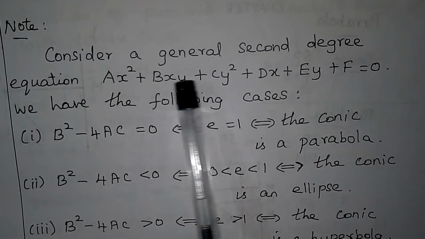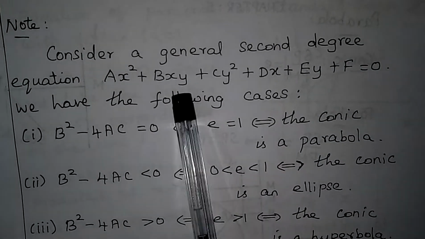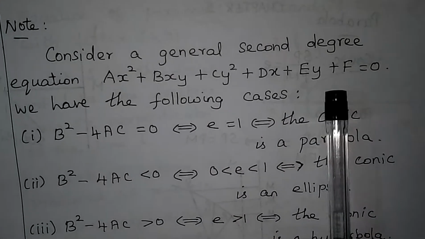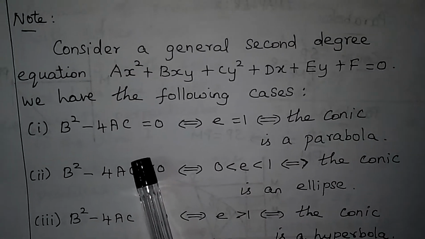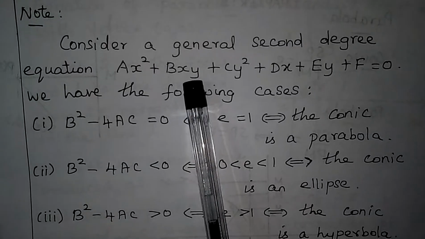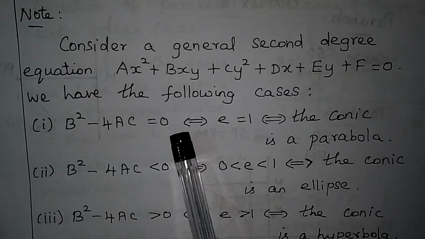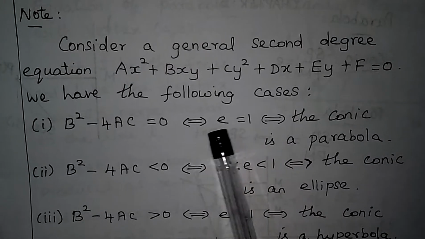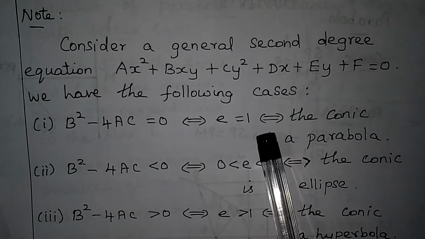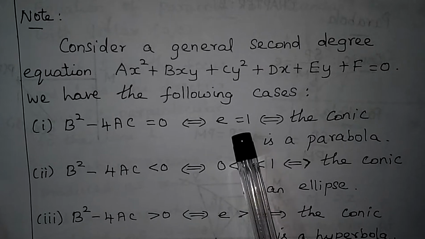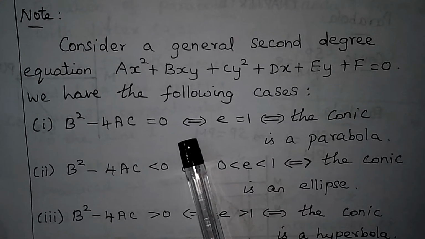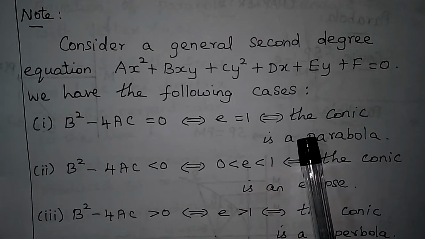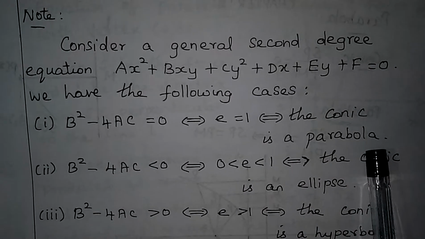Note, consider a general second degree equation. Here we have 3 cases. The first case: you find b square minus 4ac. It is equal to 0 means E value will be 1, if and only if, and we can go from the right side to the left side, or from left to right. E value equal to 1 if and only if the conic is a parabola.